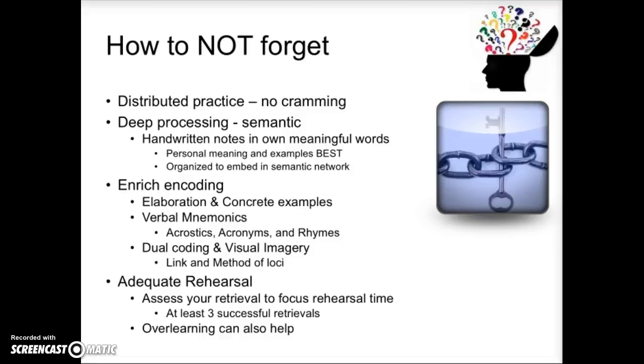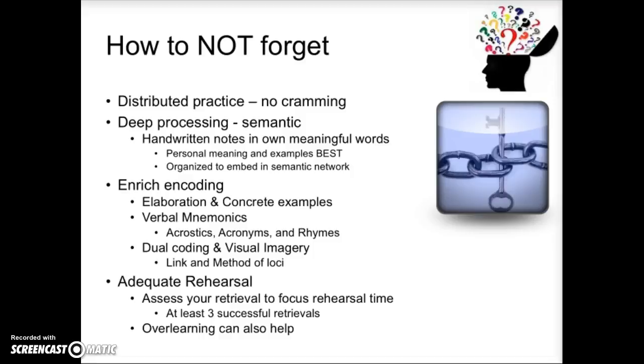We talked previously that the best way to study, once you've formed those memory codes with great deep enriched coding, is retrieval. So you want to quiz yourself. And what we find is that it takes at least 3 successful retrievals of a memory before you have formed a stable, strong memory code.